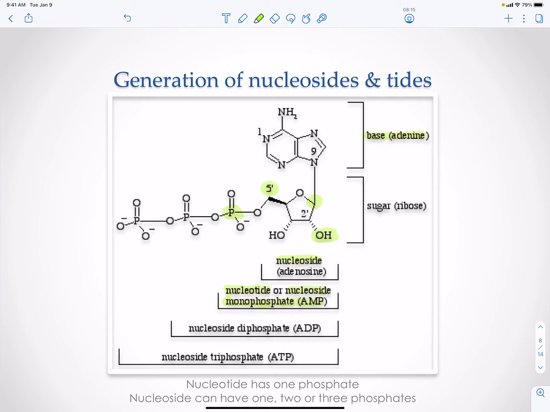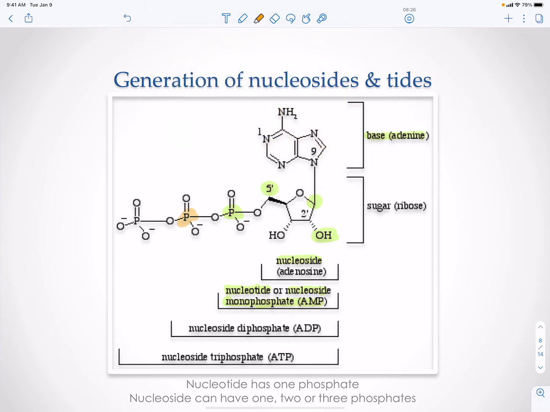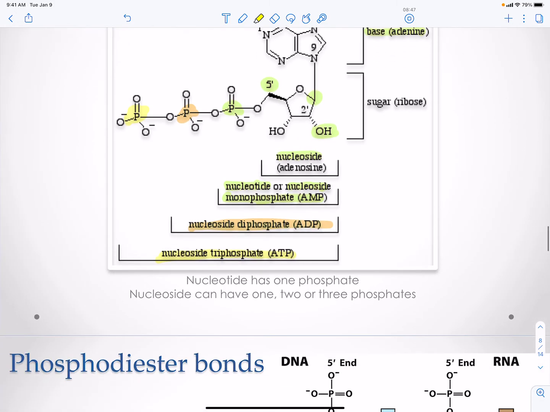But if it was going to be part of our energy molecules, ATP, AMP, ADP, then that is called a nucleoside, and it can bind to another phosphate. So it can become ADP, and it can bind to another phosphate and become ATP, a nucleoside triphosphate. So a nucleotide has only one phosphate, and nucleosides can have 1, 2, or 3 phosphates. And they all have, of course, a base, and they all are attached to the sugar.